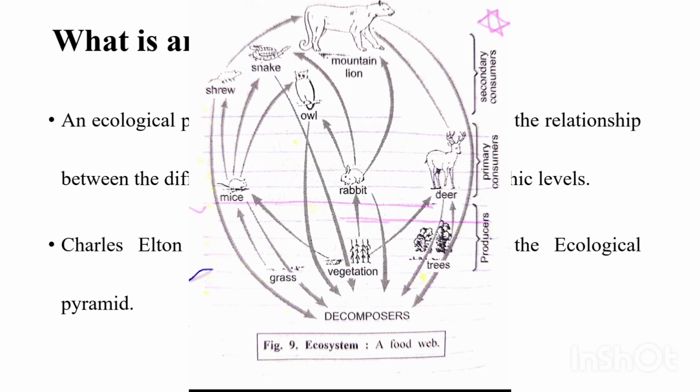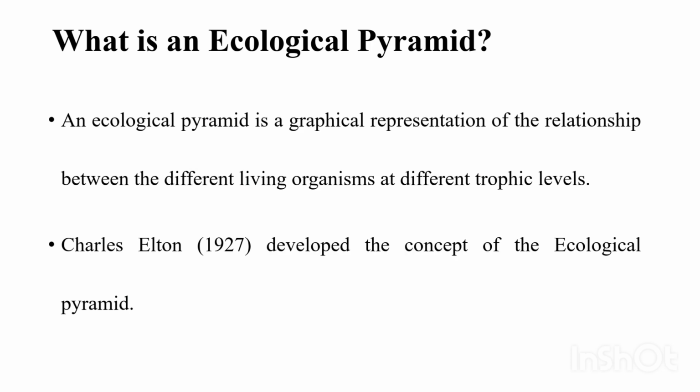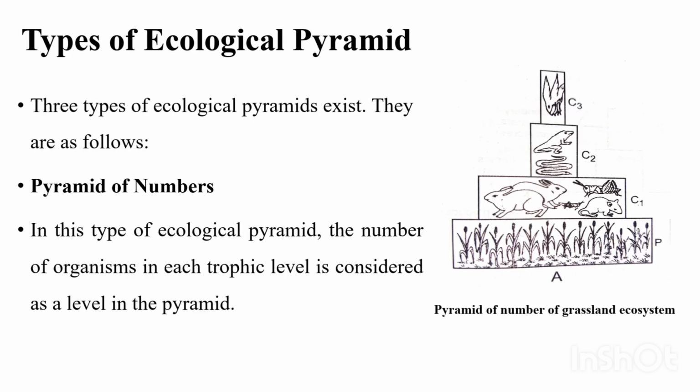What is an ecological pyramid? An ecological pyramid is the graphical representation of the relationship of different organisms at different trophic levels, and this concept was first discovered by Charles Elton in 1927. Next, types of ecological pyramid.